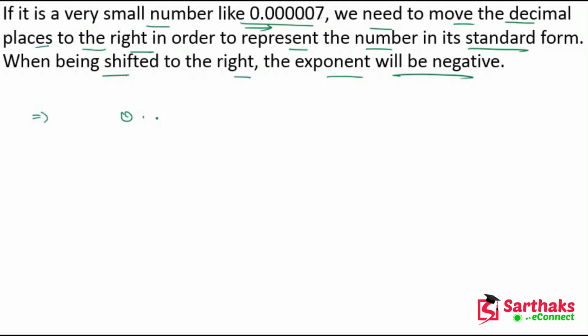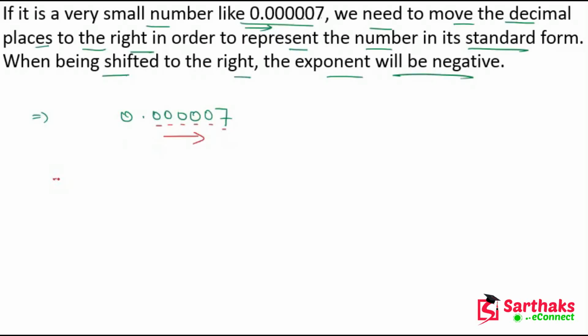So here we have 0.000007. We need to move this decimal point to the right direction. Here, how many digits are there? 1, 2, 3, 4, 5, 6. So there are a total of 6 digits after the decimal. The decimal place is moved 6 places until it is placed after the digit 7.